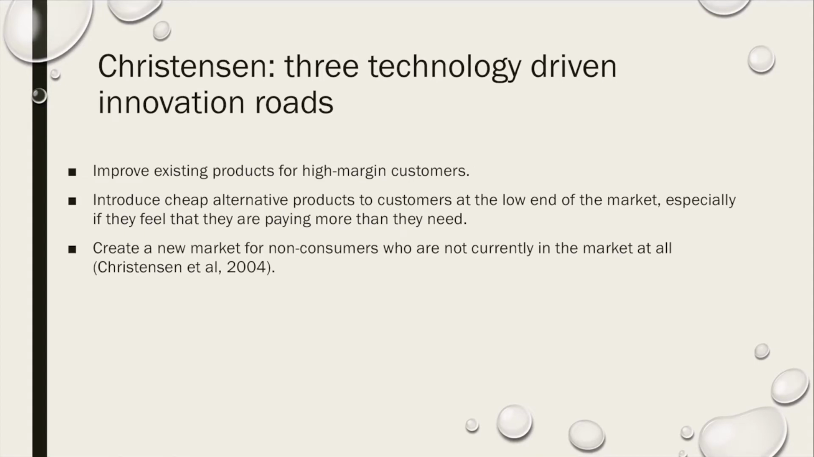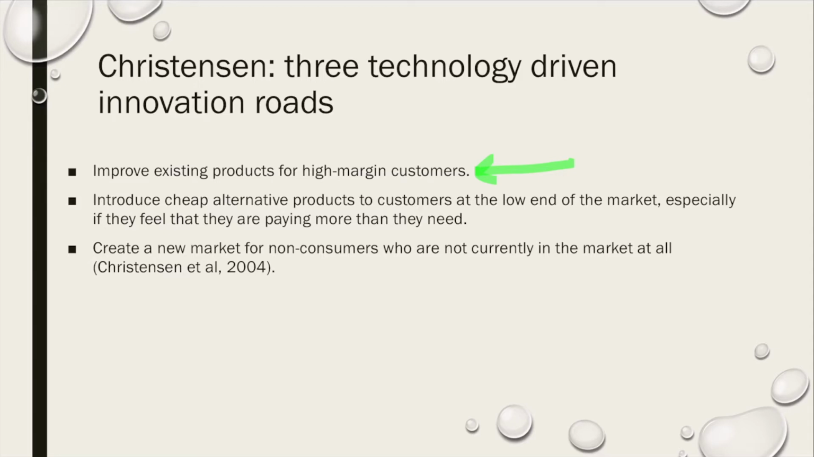Now, Christensen said there are 3 technology-driven innovation roads. And here's what you see: improving existing products for high-margin customers. For instance, the iPhone. You see improvements there, and it benefits society, I guess you could say. So that would be a technology-driven innovation. Introduce cheap and alternative products to customers at the low end of the market, especially if they feel that they are paying more than they need. So what you might see with technology, instead of the high-dollar iPads, today you're seeing the smaller little notebooks that are not as expensive. They don't have all the bells and whistles, but they do what the customer needs, and then they are able to sell those.